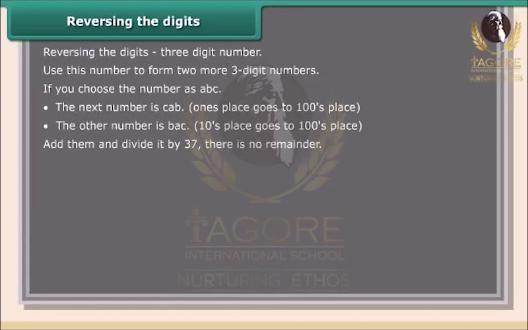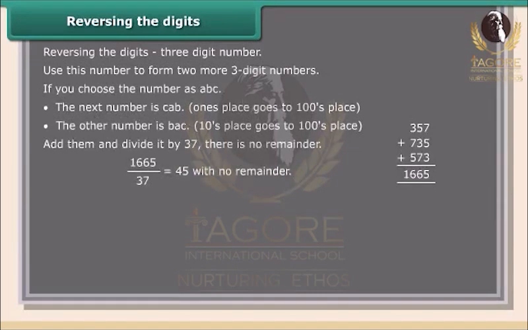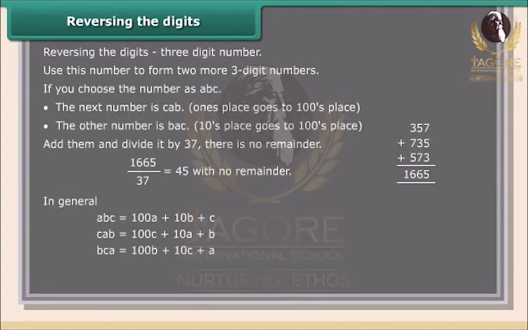There is no remainder. 357 plus 735 plus 573 is equal to 1665. 1665 upon 37 is equal to 45, with no remainder. In general, ABC is equal to 100A plus 10B plus C. CAB is equal to 100C plus 10A plus B.